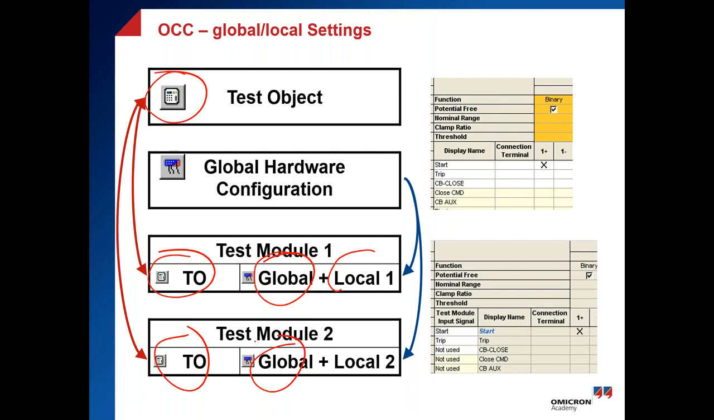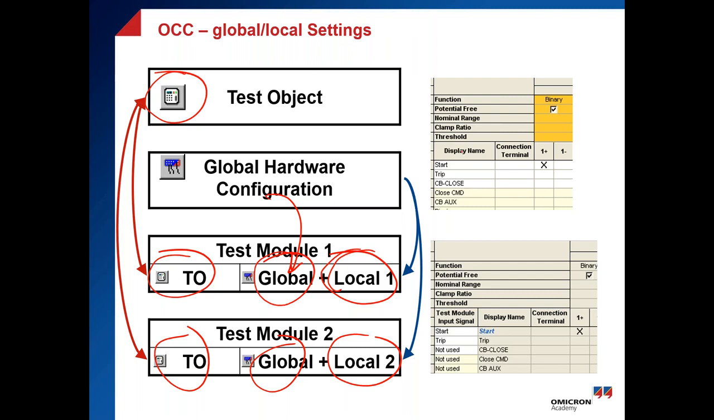And for the same binary input, be careful that you might need to change the wire. You can change the function of each binary input based on your module, because you have a different hardware configuration, which we can call local 1 and local 2. But any change in the global hardware will be reported to the local hardware. We will see in the practical session.